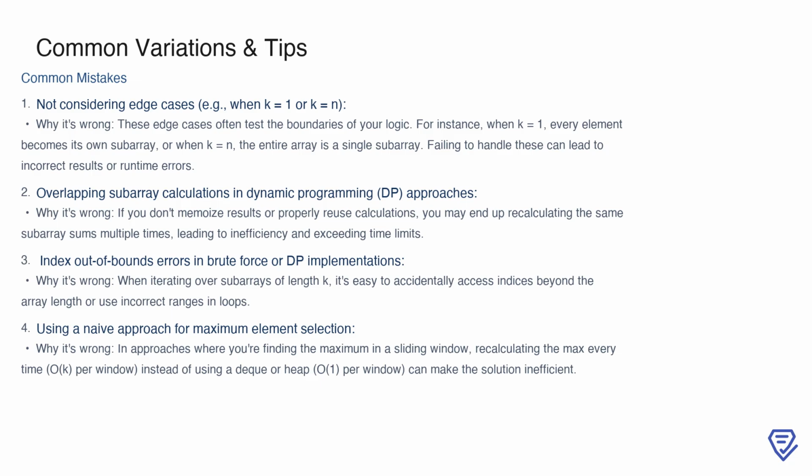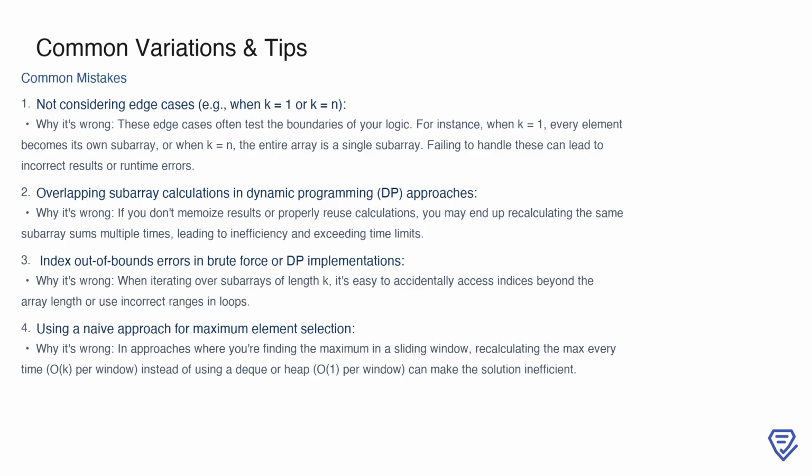First, neglecting to handle edge cases can cause significant issues. For example, when k equals 1, every element becomes its own subarray, which simplifies the problem but needs to be explicitly handled in your logic. Similarly, when k equals the size of the array, n, the entire array becomes a single subarray. If these boundary cases are not considered, your solution might fail or produce runtime errors.